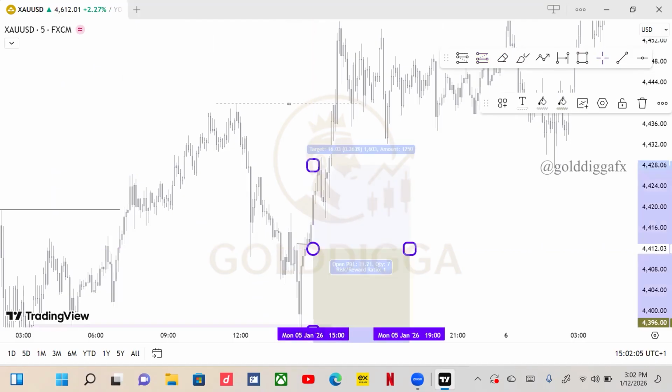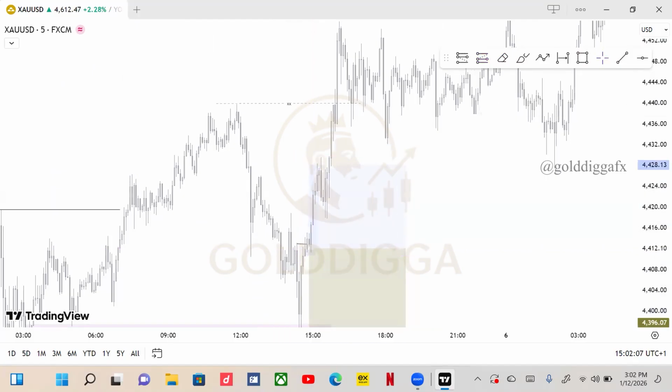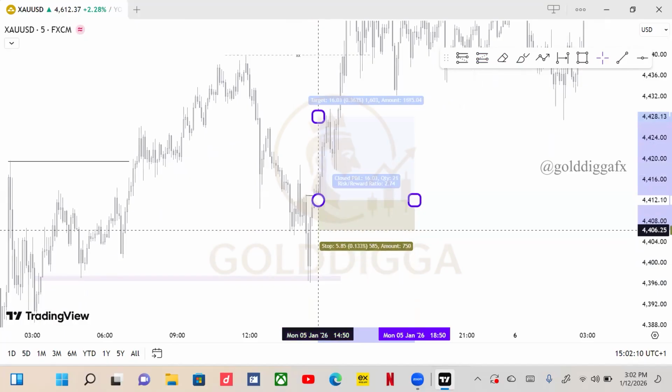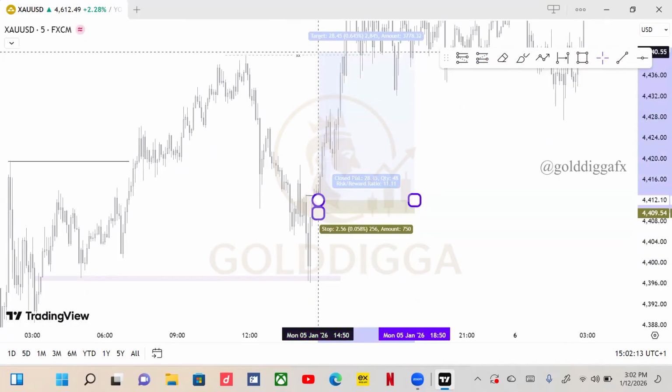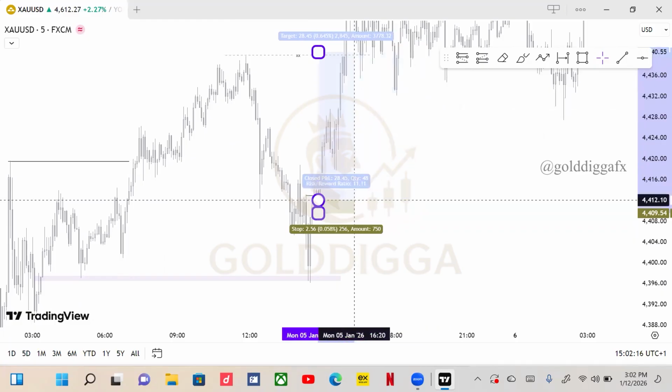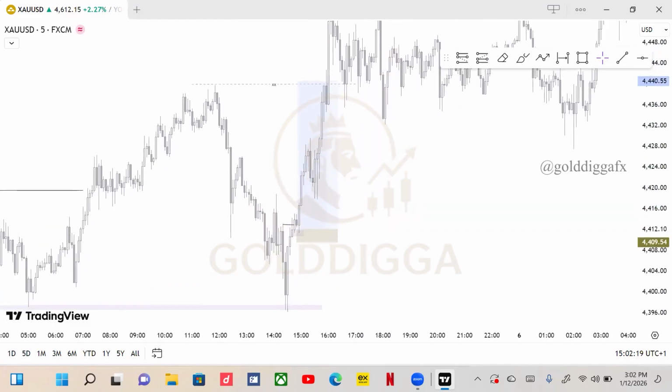And this is what most people would call your internal and external structure, I guess. They'll call this external liquidity or whatever. I don't know all of that. I don't like to complicate things. I just make it very easy for myself. Yeah, so you'll be targeting price to take out this high.